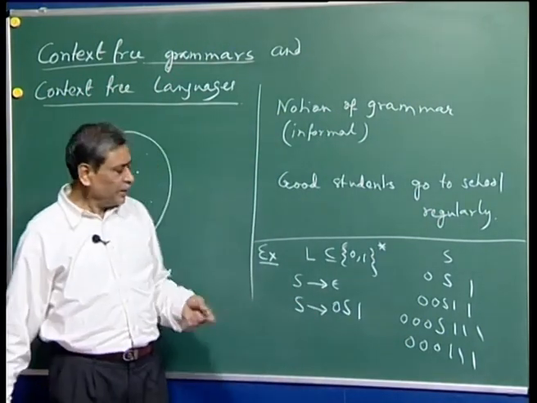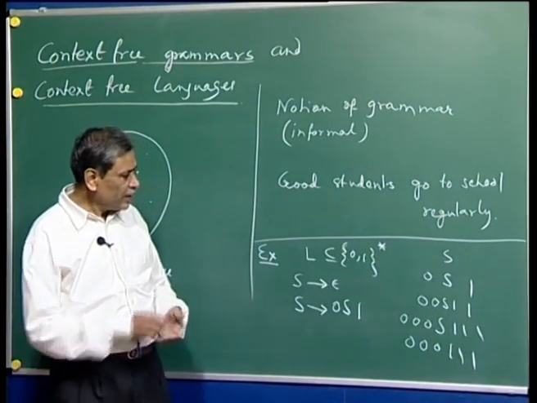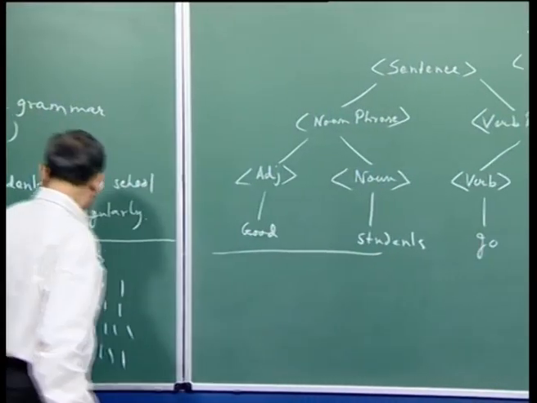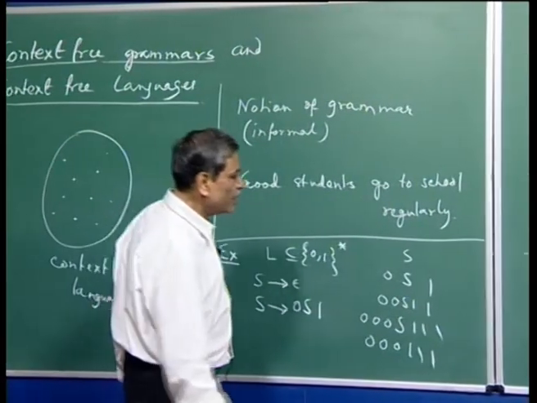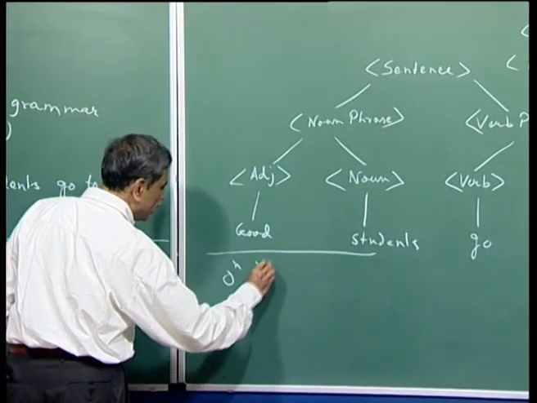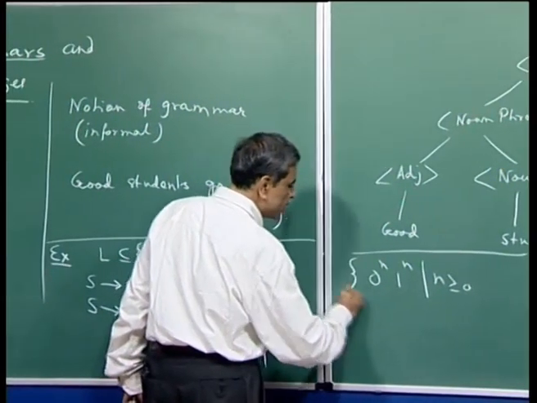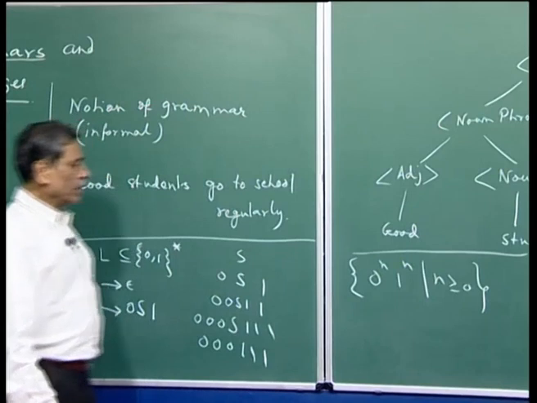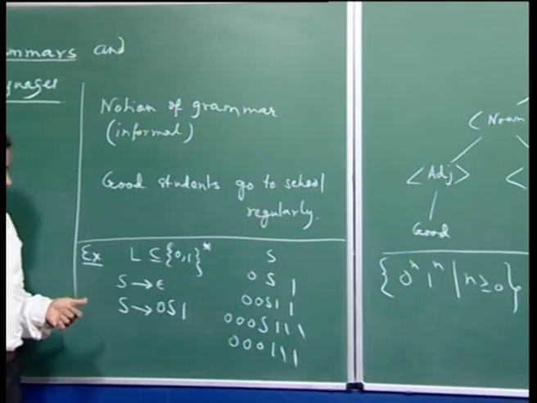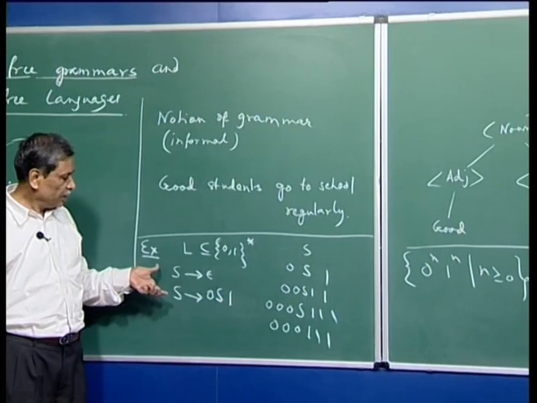Is this the only string I can generate? Of course not. It is very easy to see. Using these rules, I can generate all strings of this kind, 0 to the n, 1 to the n, where n is greater than or equal to 0, right? So, this set of strings over the binary alphabet 0, 1 can be generated simply using these two rules.